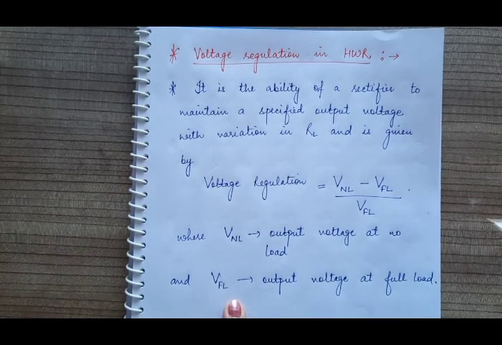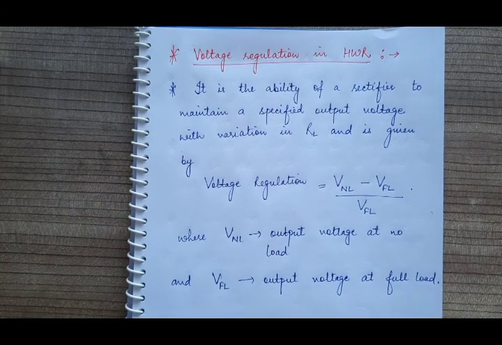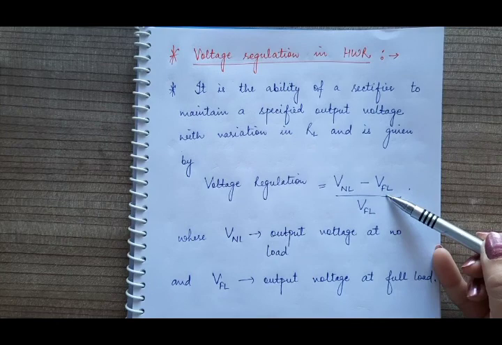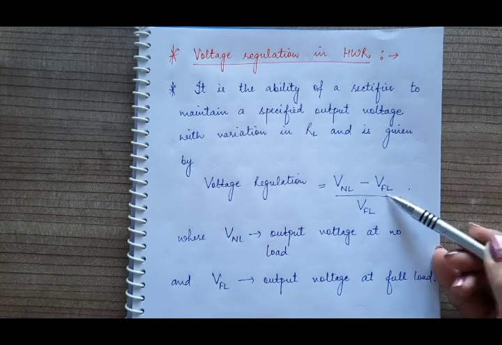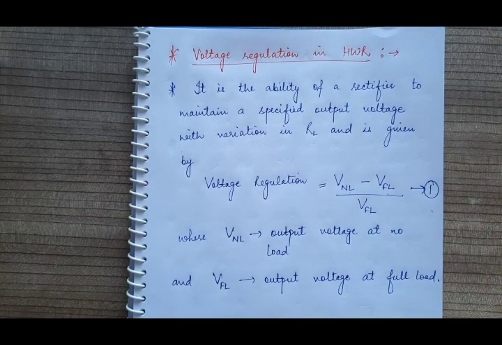So now we will calculate the value of this voltage regulation in case of a half wave rectifier. For this we will calculate the value of VNL and VFL, and then we'll put those values in this equation. So suppose this equation is equation 1.